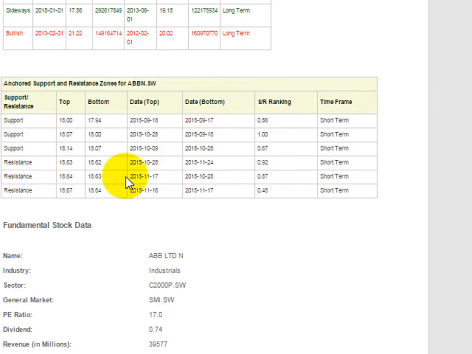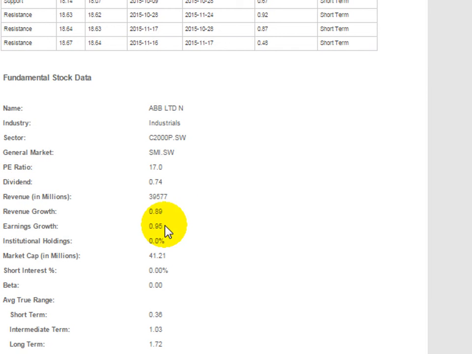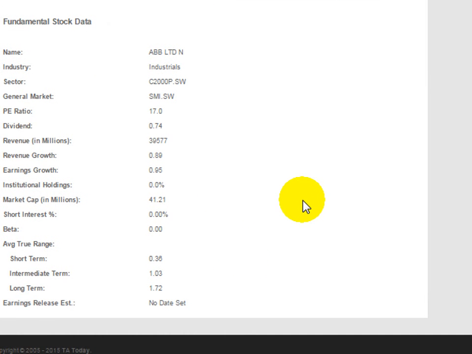I can also see the support and resistance zones, how important they are, 1 being the highest, 0 being the lowest. And so the strongest support out there right now is this particular one. I can also get some fundamental data regarding this stock. For example, I can see dividends and revenue growth and short interest and things like that.